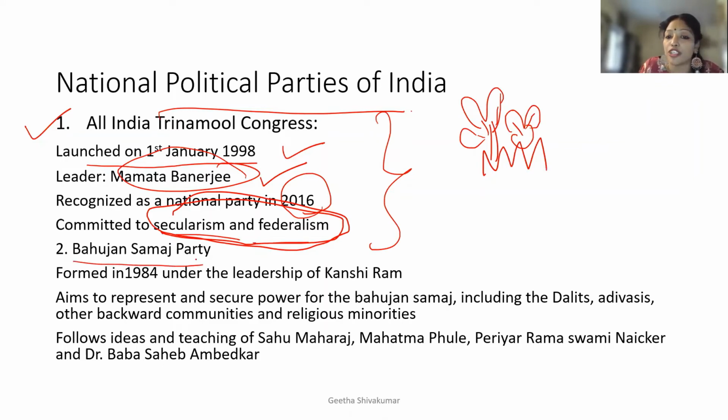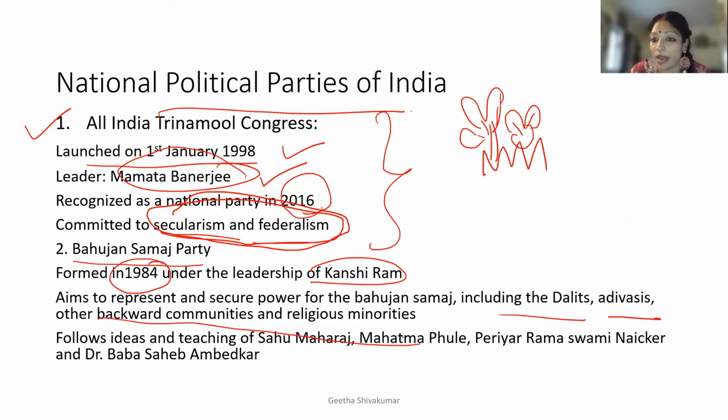Second one, Bahujan Samaj Party. What is the symbol of Bahujan Samaj Party? It is the elephant. Okay, it was formed in the year 1984 under the leadership of Kashi Ram. And they are a secular power. They represented themselves to uplift the Dalits, Adivasis, and other backward communities and the religious minorities.